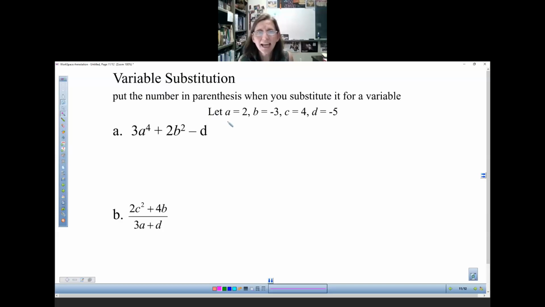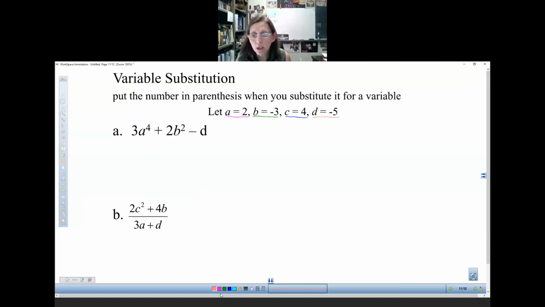So in this case, we're given a value for A, so we're told to let A be equal to 2. We're told to let B be equal to negative 3. We're told to let C be equal to 4. And we're told to let D be equal to negative 5, okay? So in this particular problem, we want to substitute these values in and evaluate this. Notice there is no C in this expression. So we're not going to use this value, not in this part. We're going to use it down here, but not going to use it in part A.